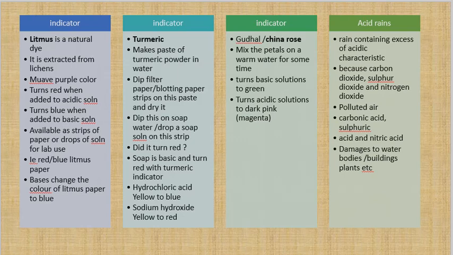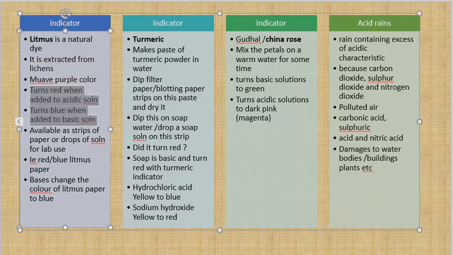It has a more purple color. It turns red when added to acidic solution. This you have to always remember. Litmus turns red when added to acidic solution, and turns blue when added to basic solution.